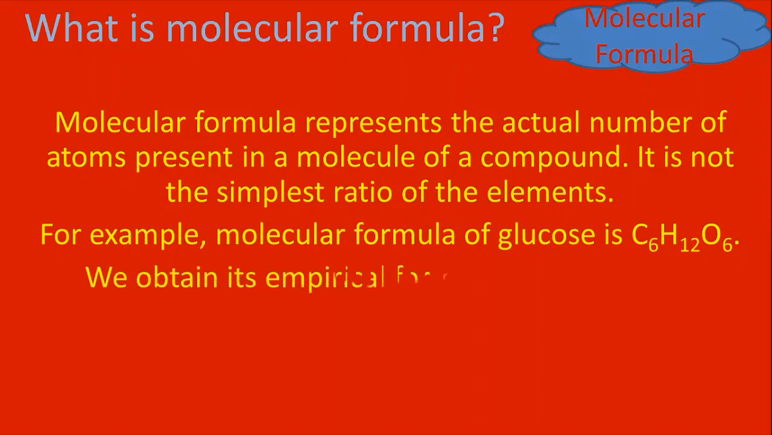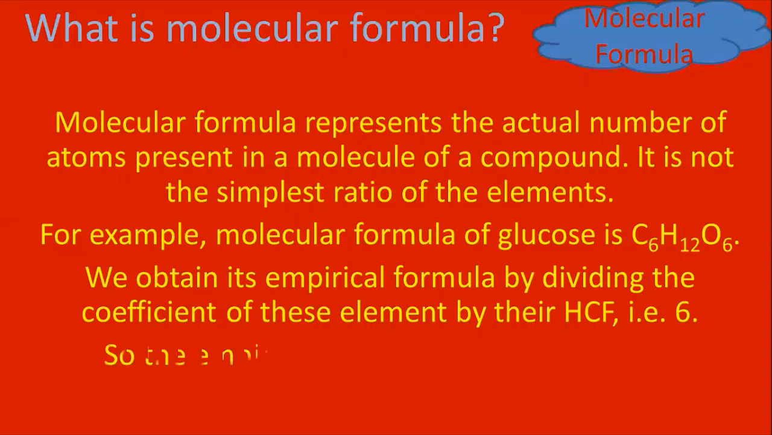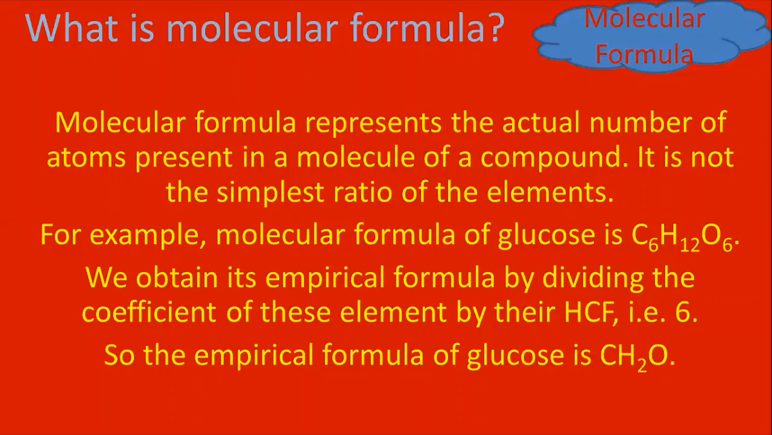We obtain the empirical formula by dividing the coefficients of these elements by their HCF, that is 6. You can see the coefficients are 6, 12 and 6, so the HCF is 6. When we divide C6H12O6 by 6, we obtain the empirical formula. So the empirical formula of glucose is found to be CH2O.